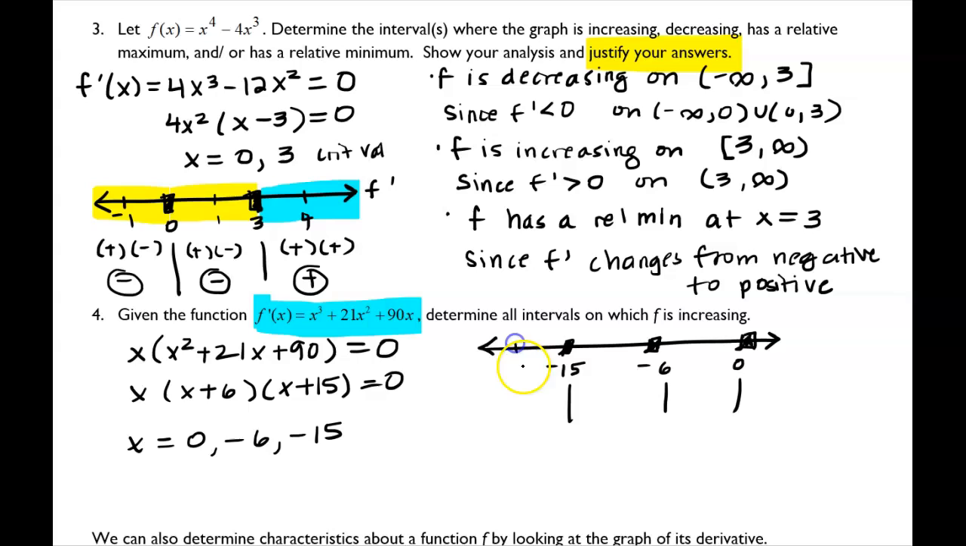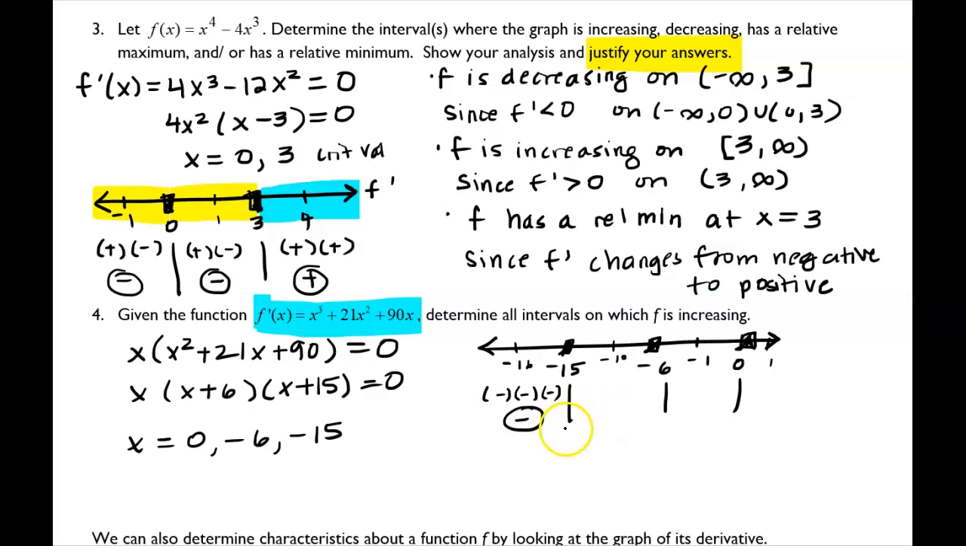And then you can check your test points again. You could plug those in, like negative 16, maybe negative 10. You can choose whatever numbers you want. Again, negative 1, positive 1. So if I plug in a negative 16, this would be negative, negative, and negative, which overall is negative.